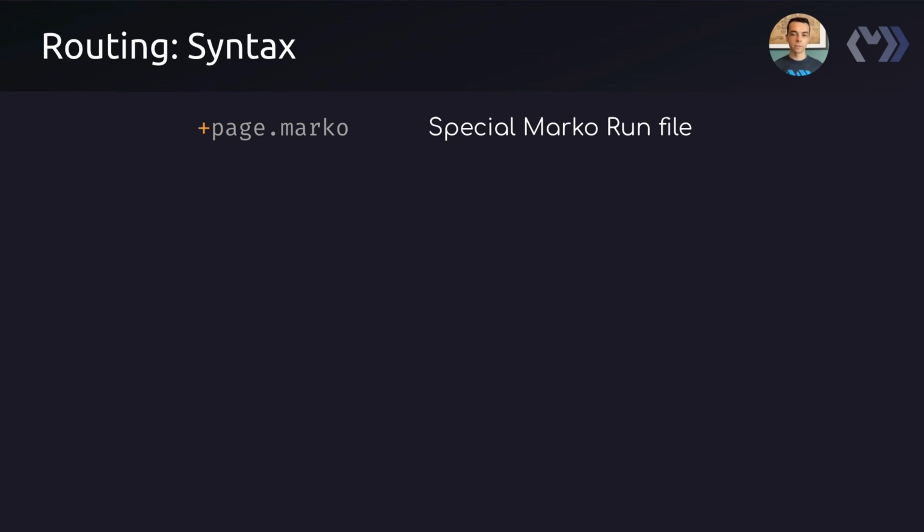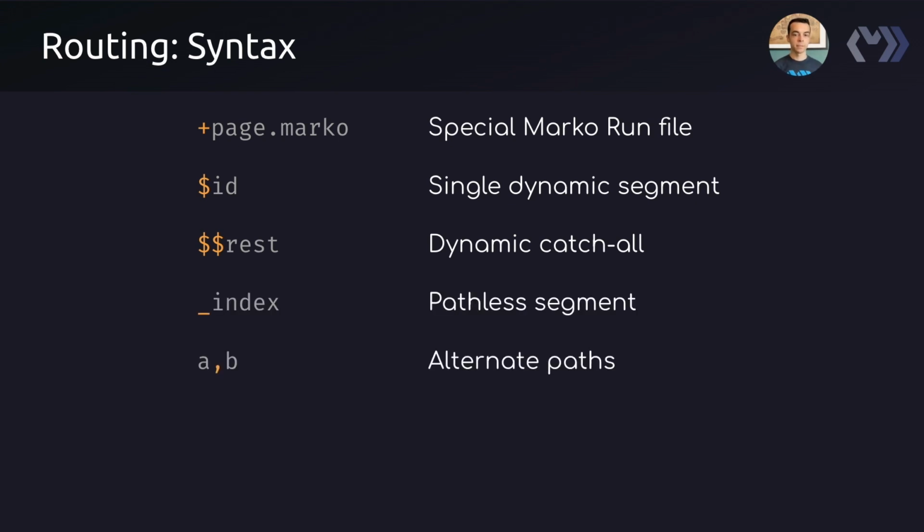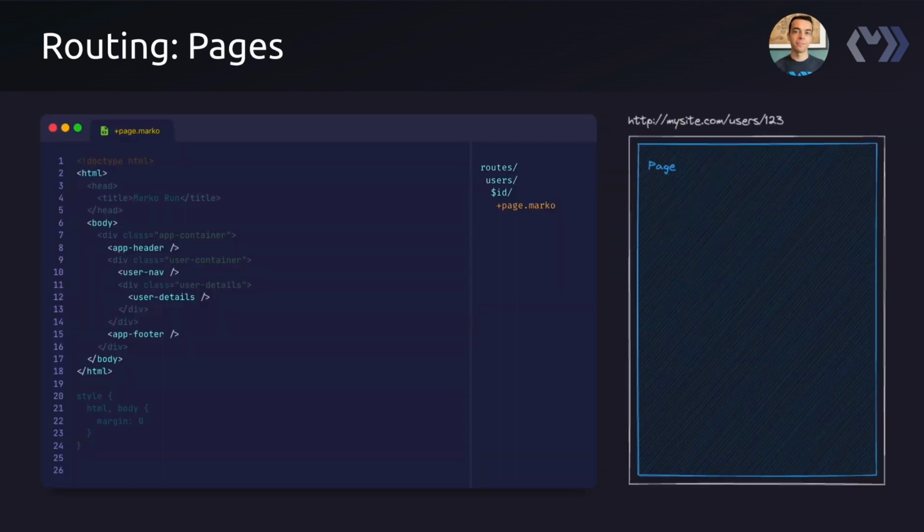We also provide dynamic segments for URLs, which may be read as params in your application. These are denoted by a $ sign for a single route or a double $ sign for a catch-all at the end of the route. For simple apps, this is likely all you need to know, but Marko Run provides additional syntax for more complicated paths. This includes pathless segments, alternative paths, and methods for merging multiple path segments into a single file name. Okay, that was a lot of nitty-gritty syntax, which may or may not have left your mind already. So let's take a more visual look.